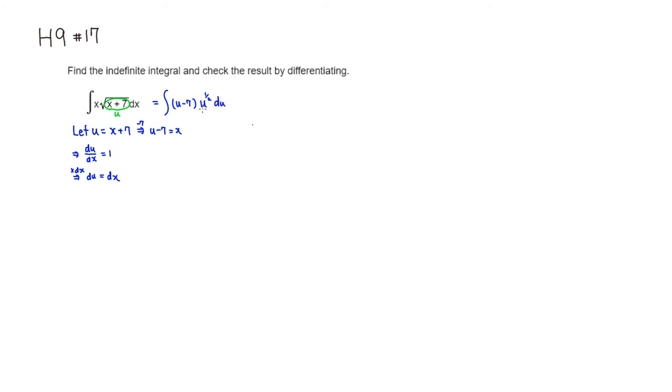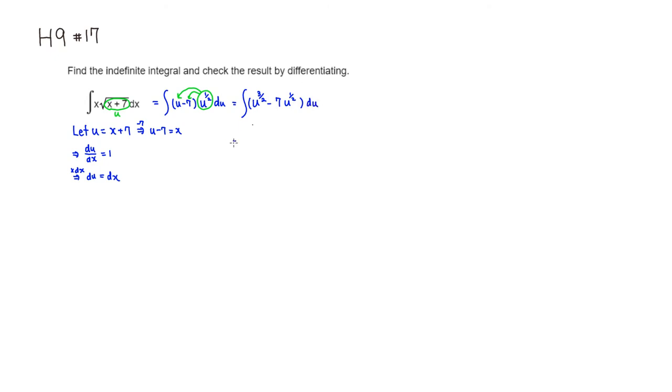Then I'm going to distribute u to the 1/2 to each term. So we get the integral of u to the 1 plus 1/2, which is the 3/2 power, minus 7 times u to the 1/2 power, with respect to u.